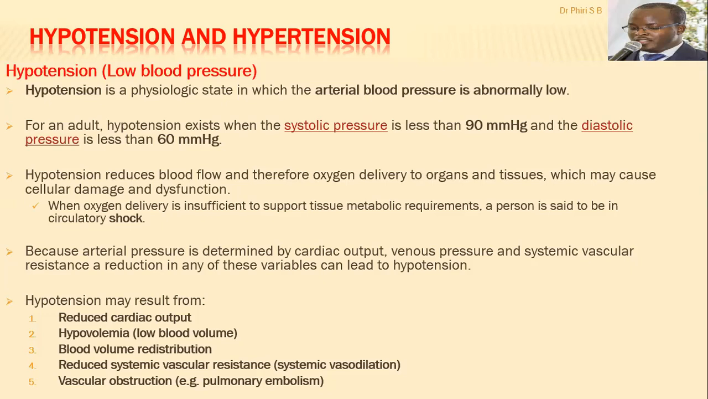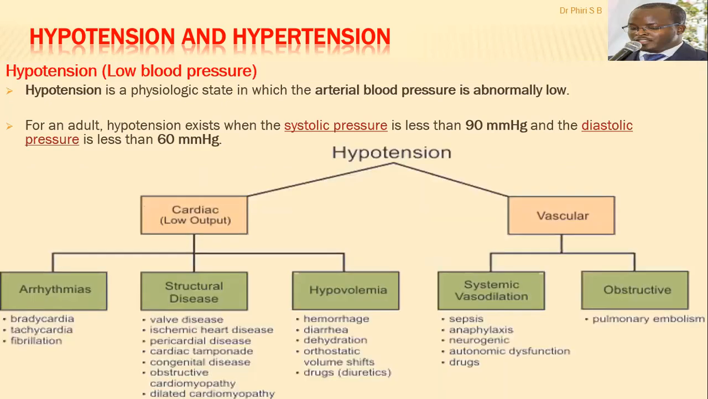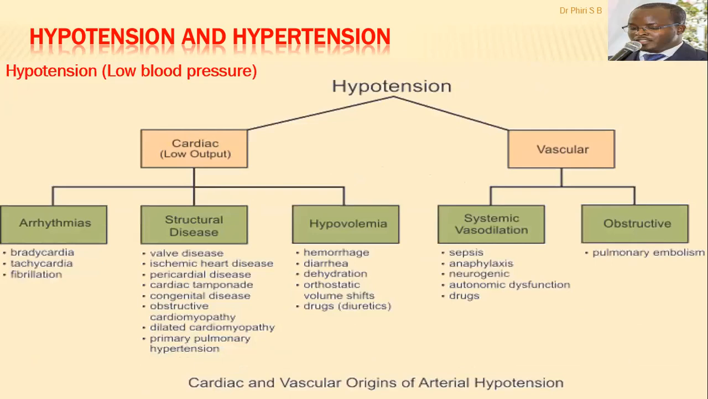Then if you have vascular obstruction, for example in pulmonary embolism, that can also result in low blood pressure because we have an obstruction of blood flow to the lungs, and then later on, the blood flow from the lungs to the heart will reduce, and that will also result in hypotension. So these are conditions that can result in hypotension.